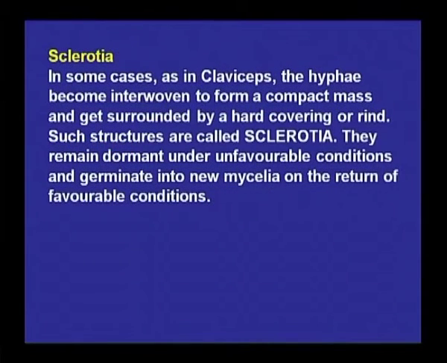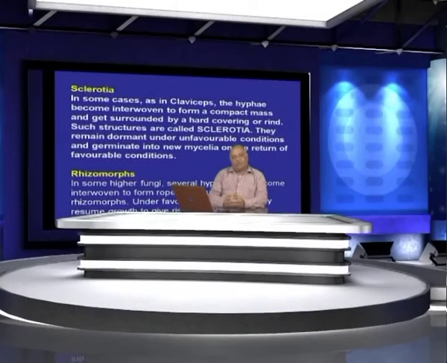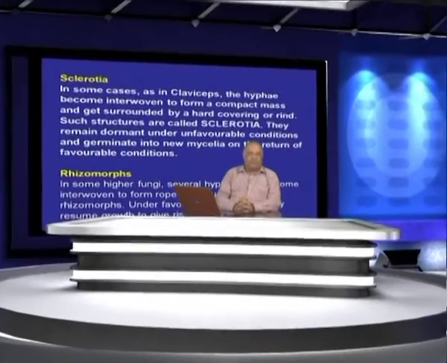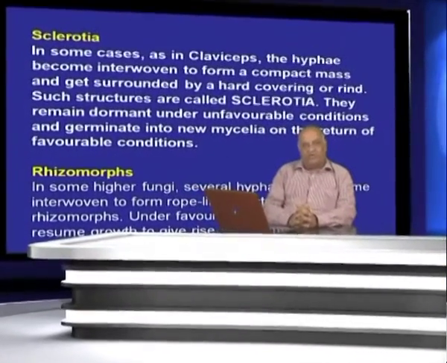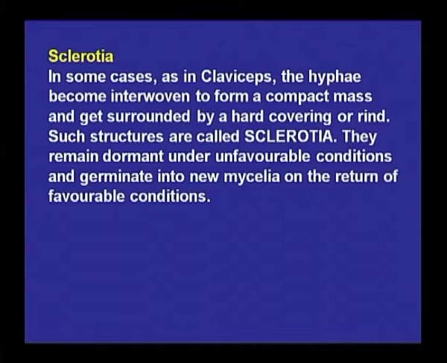Then sclerotia. In some cases, as in the case of ergot disease of wheat, rye and bajra, we see the formation of sclerotia. Sclerotia are nothing but complex structures of pseudoparenchymatous cells having so many types of spores and conidia within them. When it germinates, it gives out so many ascospores, and ascospores in due course of time infect the crop in the field.